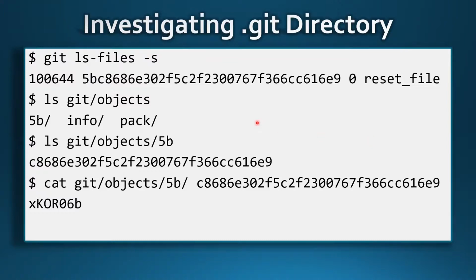So you'll see here, I've included the commands we used in the slides so you can look at them later on. To review, ls-files shows you what's in the staging directory. The git objects directory just contains the objects that are relevant to your Git repo, and then you can look in the various subdirectories there. Of course, the first two letters are of the hash, and then the rest of the hash is the file name.